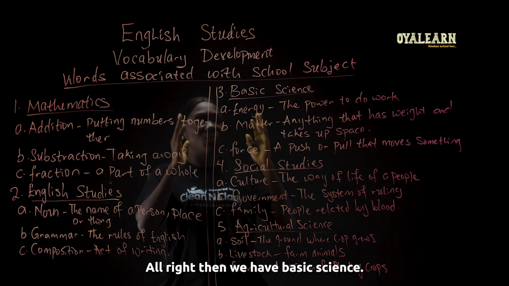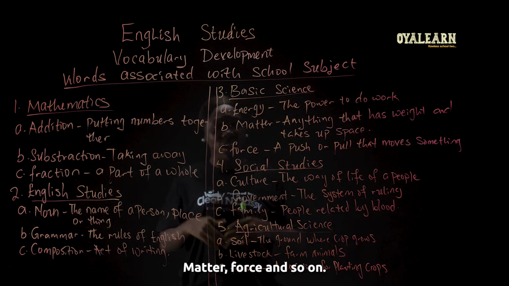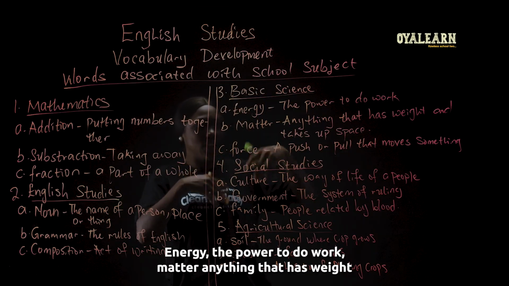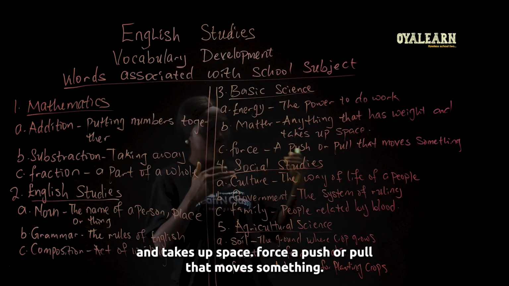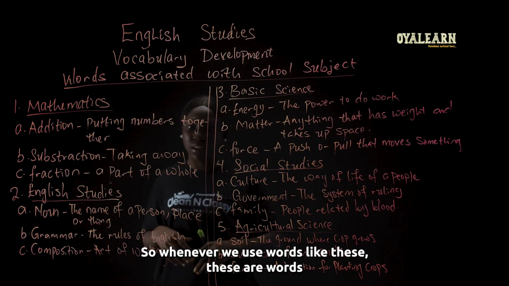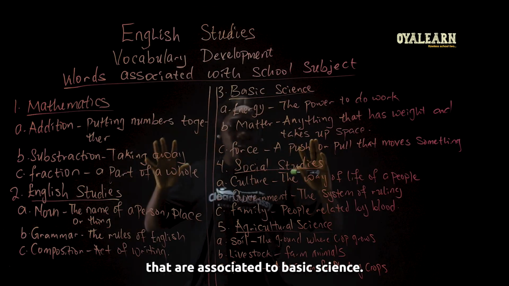All right, then we have basic science. We have words like energy, matter, force, and so on. Energy, the power to do work. Matter, anything that has weight and takes up space. Force, a push or pull that moves something. Whenever we use words like this, these are words associated with basic science.